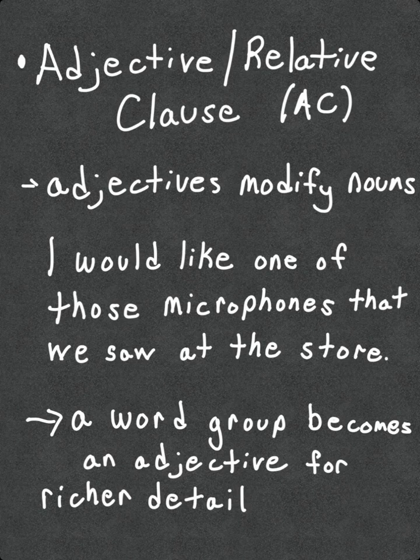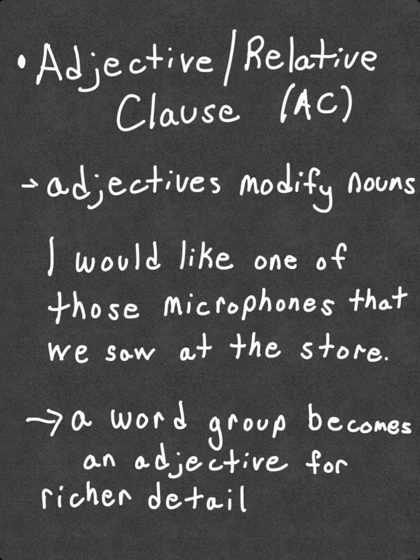I would like one of those microphones. Well, what microphones am I talking about? Well, the ones we saw at the store. So that word group at the end comes together to form an adjective clause. Again, do you need to know that term unless you're an English teacher? Probably not. But as a writer, it's important for you to know what the different words in a sentence are doing for you. Because if you don't know what the words are doing for you, well, then you've got a problem. Either you need to edit or get rid of those words altogether.